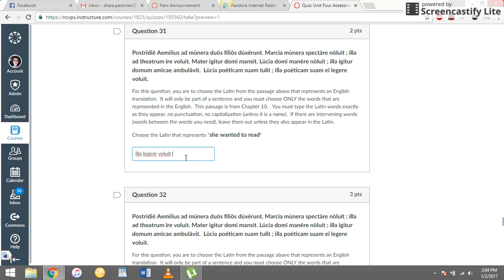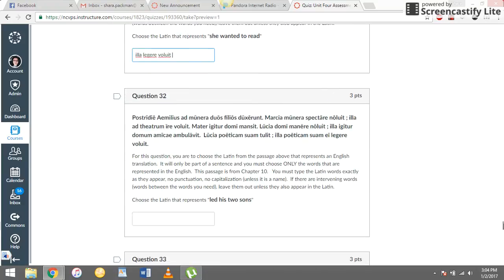Technically, you could leave out the illa because legere voluit also means she wanted to read. But if you put the whole sentence, you're not following directions. Let's look at another one.